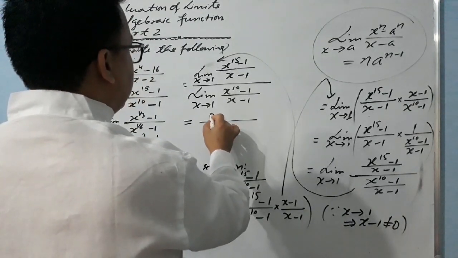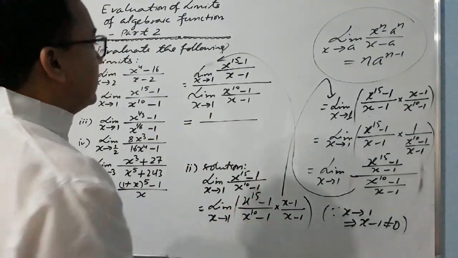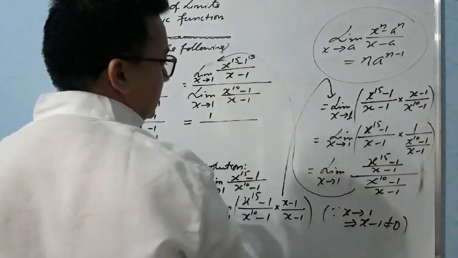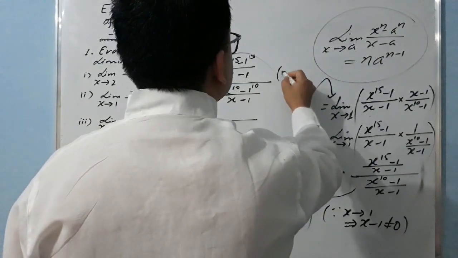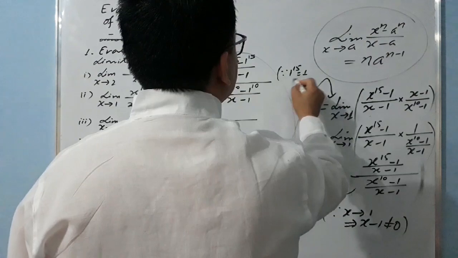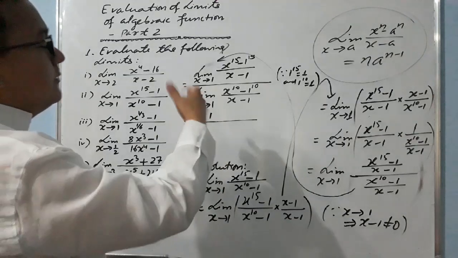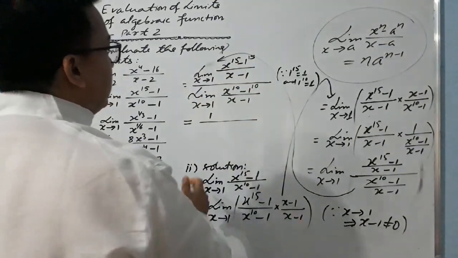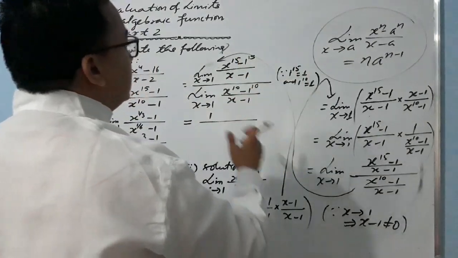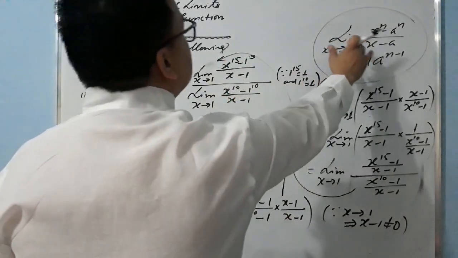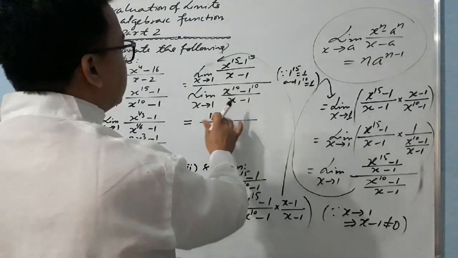One more thing I forgot to write down. At last, we can write here x raised to power 15, and here also 1 raised to power 10. Since 1 raised to power 15 is equal to 1, and 1 raised to power 10 is also 1, we can write it this way to make the formula. Now it is in this form because the power was the same, and here also.